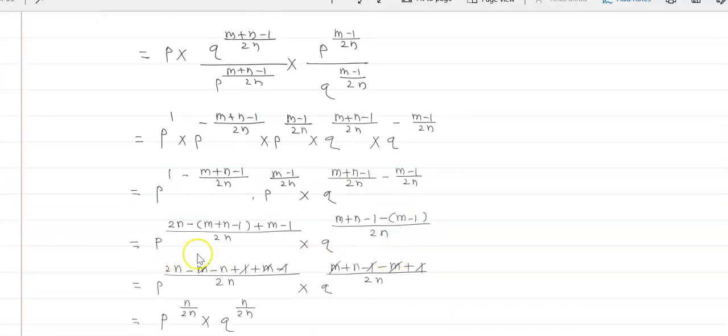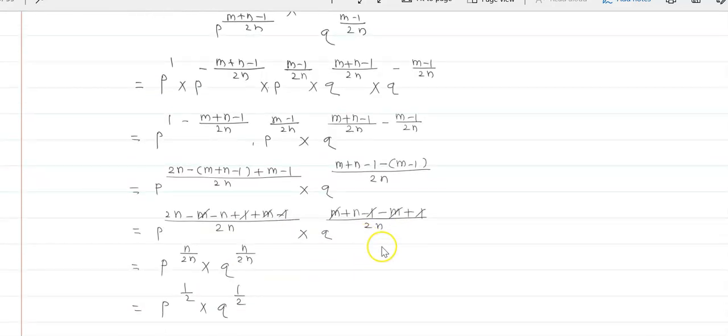And if you simplify this, it's very simple. Then you will get the answer of this. That is p raised to 1 upon 2, q raised to 1 upon 2, and that is nothing but the square root of pq.